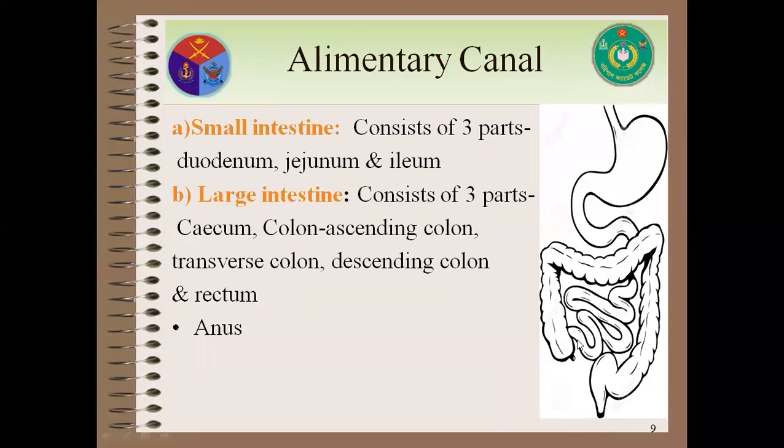And the large intestine consists of three parts: cecum, colon, and rectum. Colon again has three parts: ascending colon, transverse colon, and descending colon. This is called cecum, and this is ascending colon, transverse colon, and descending colon. And here is the rectum, and the last part is called the anus.